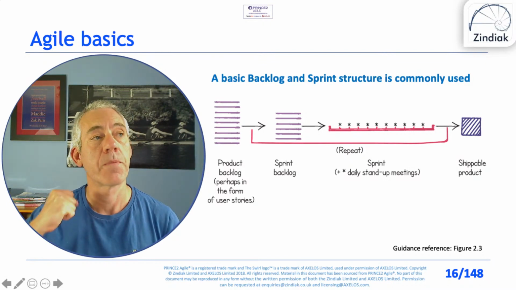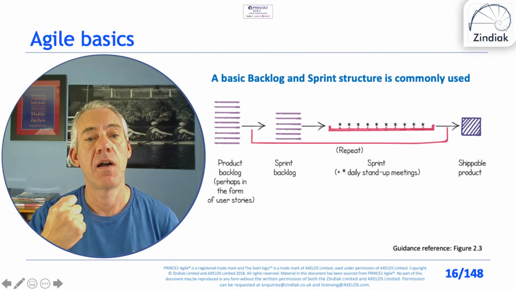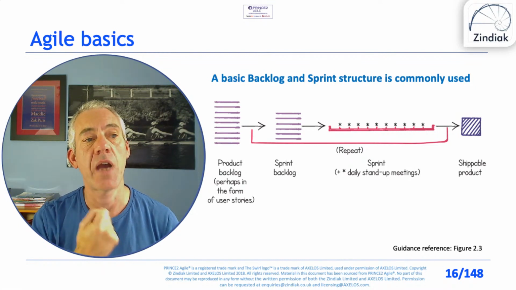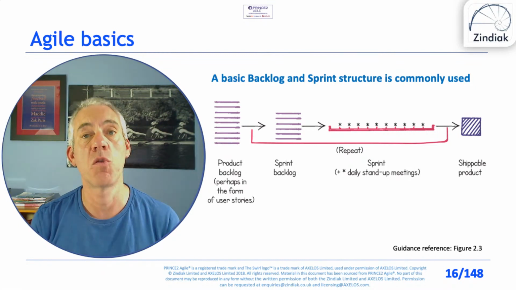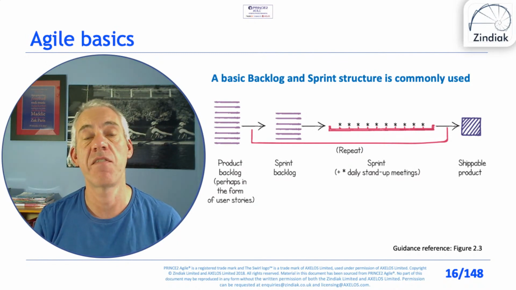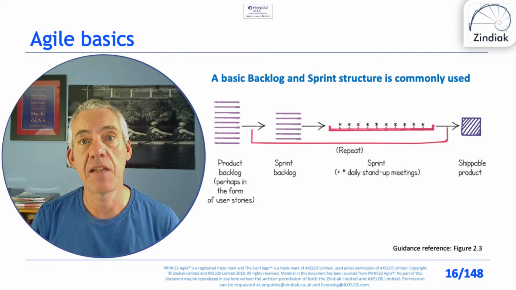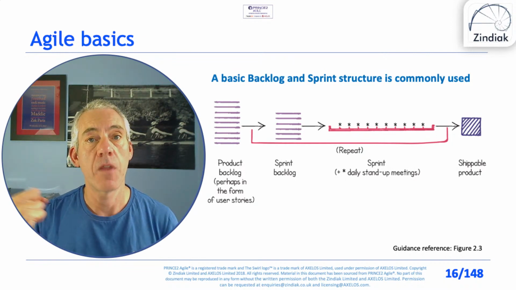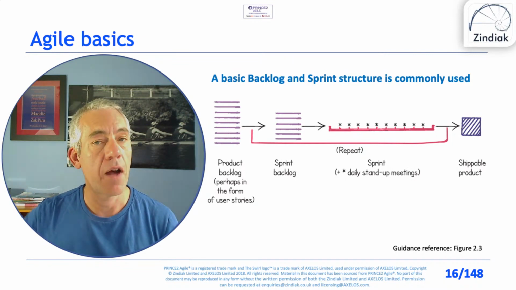Right, so a very simple Agile overview. We have a product backlog. So the product backlog is everything we think we need to deliver, may need to deliver for the product of whatever priority.